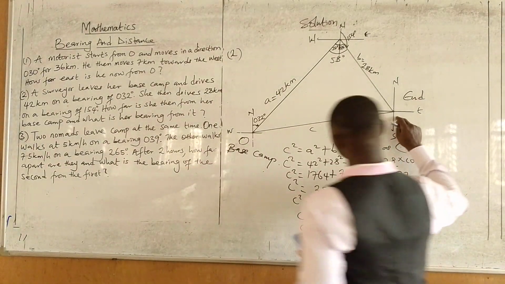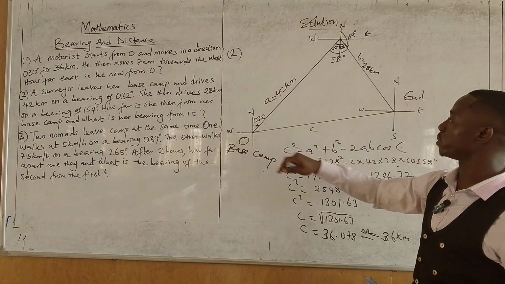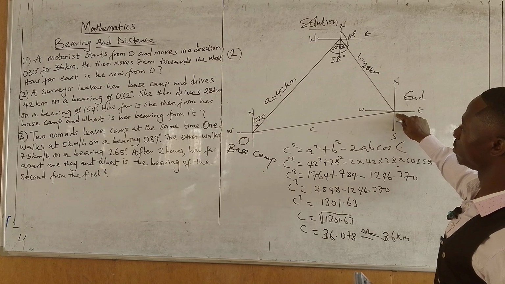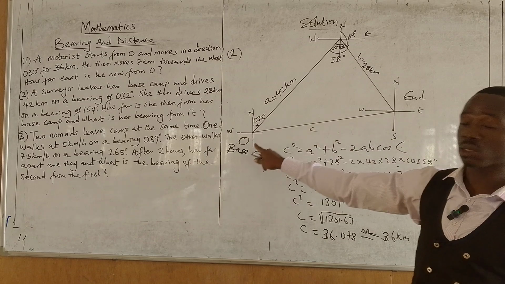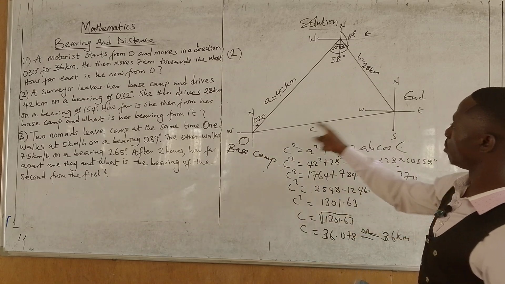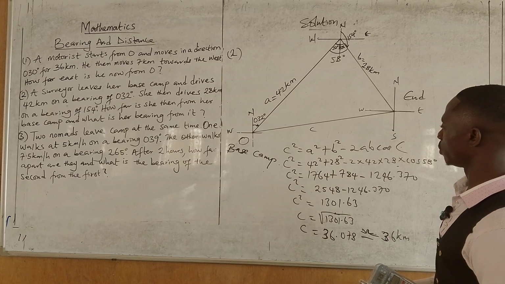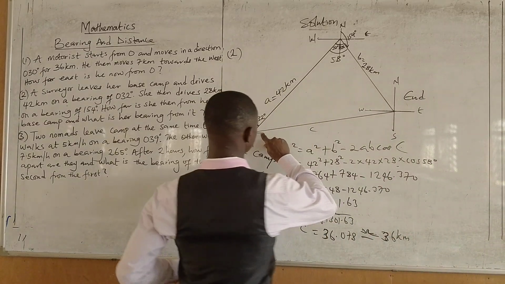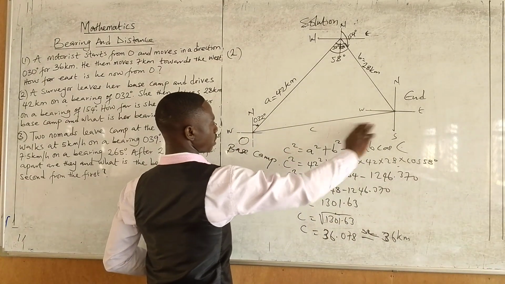This is where she is now. So where is our bearing from here? Meaning from the starting point. What's the bearing of the surveyor now from the starting point? So we have to come here. So what's the angle now? Look, now we are talking about this line.